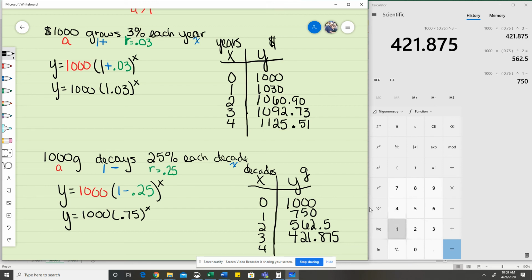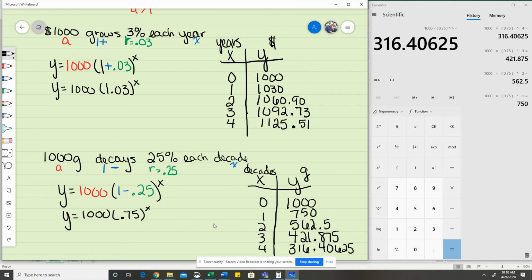And after 4 decades, 40 years after this substance has been around, 1,000 times 0.75 to the fourth power is 316.40625 grams. And again, we can round that to the nearest hundredth, then it would be 316.41. All right. So that's our decay. The value of y is getting smaller as our x gets larger. In our growth, both x and y get larger at the same time.